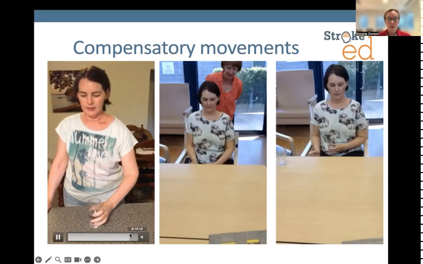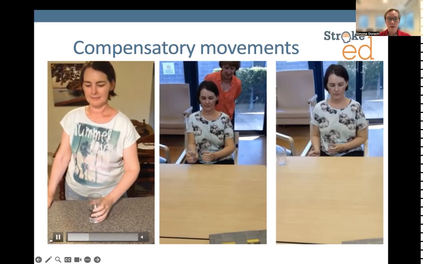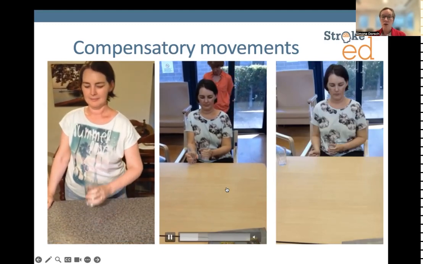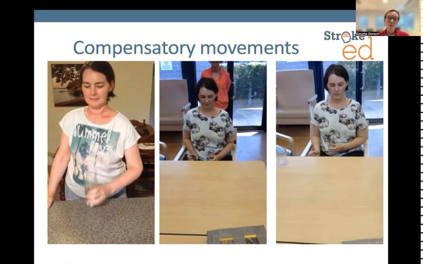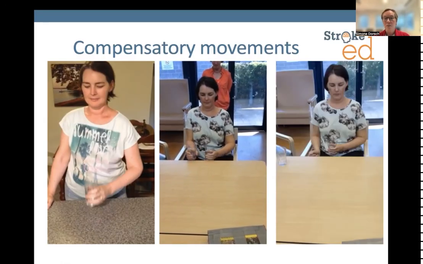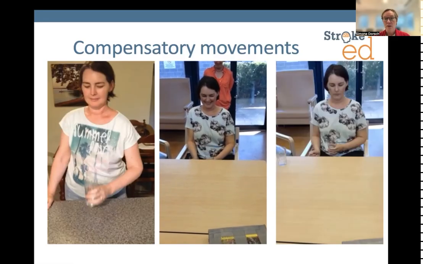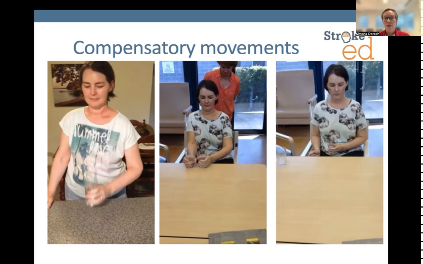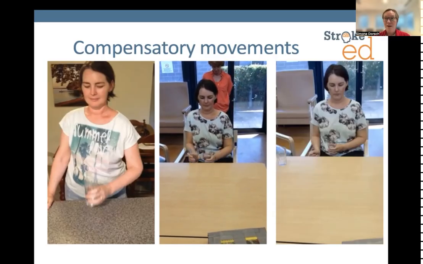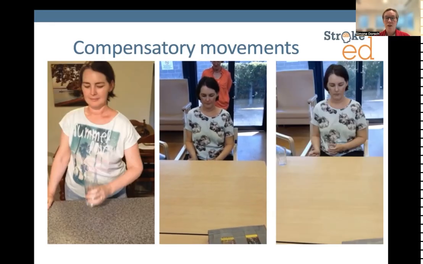Okay, so you can see now she's been set up in a way that gives her feedback about her trunk movement. So she's sitting on a chair with a backrest, and she's practicing within the range that she can manage to do without the compensatory movements. You can see that she's still limited by her loss of external rotation, but she's using forward flexion with as much external rotation as she's got to transport her arm forward.